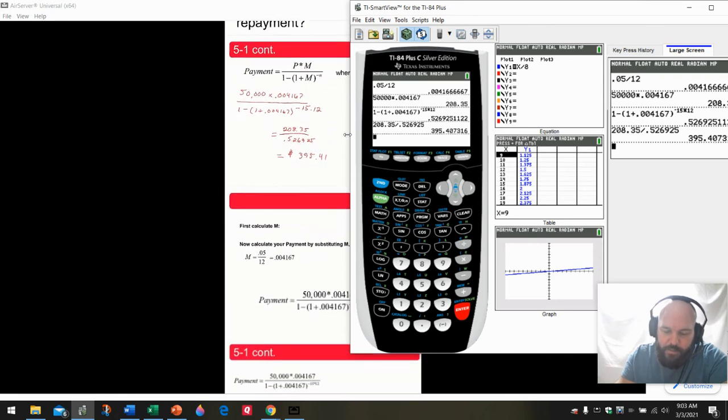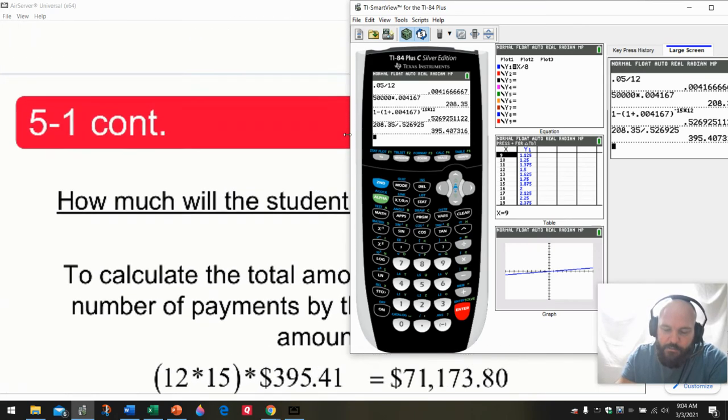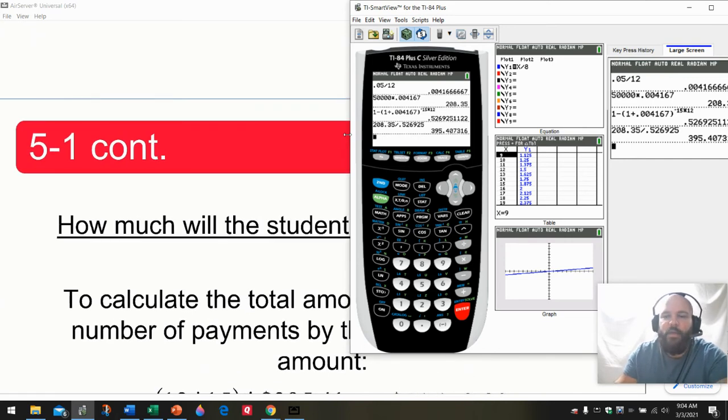Now, the question becomes, how much money do you end up paying back? The bank is not loaning you money out of the graciousness of their heart. They are loaning you money because they are trying to make money on you. So that payment, the $395.41 that you make every month for 15 years, by the time you're done after the end of 15 years, you will have paid them more money back than you borrowed.